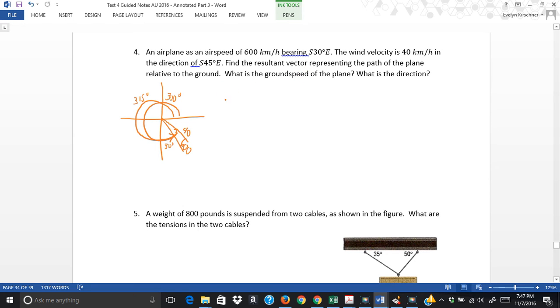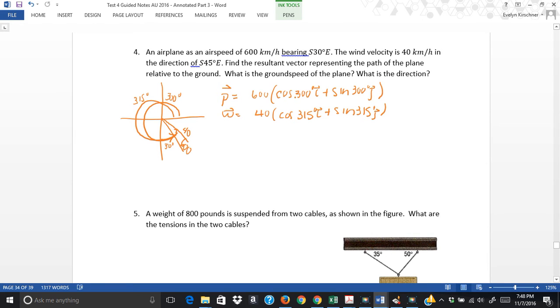So the plane is 600 times cosine of 300 degrees i plus sine of 300 degrees j. And the wind is 40 times the cosine of 315 degrees i plus sine of 315 degrees j. So I want to figure out what they are.